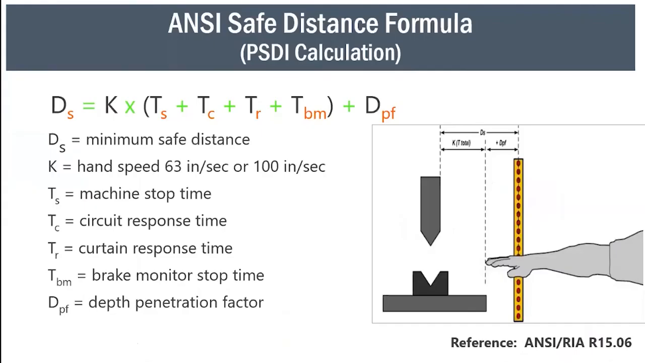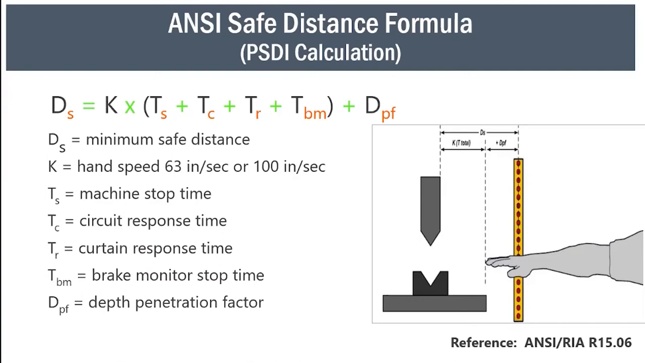And what that is, is that calculation considering the response time of the machine, the safety control circuit, the device, and the depth penetration factor associated with the presence sensing device, coupled with the hand speed constant out of the standard, to determine what distance from the hazard the presence sensing device needs to be to stop action in time when the field is penetrated.